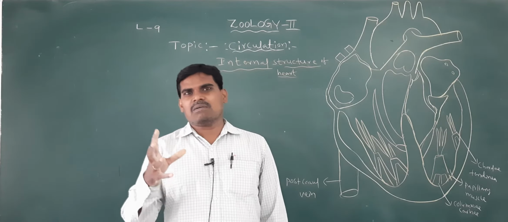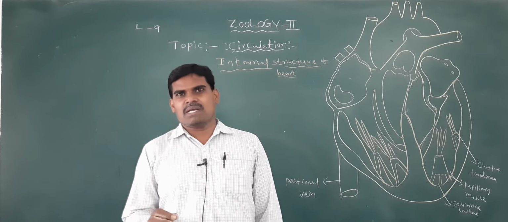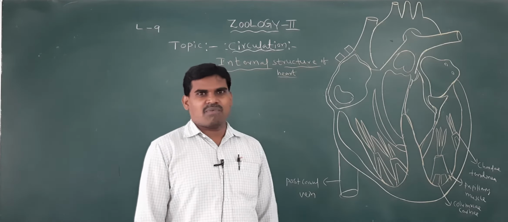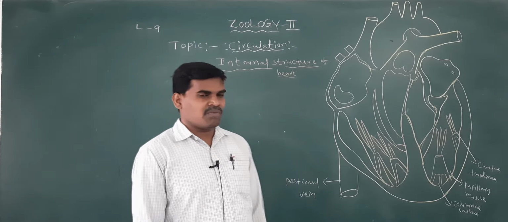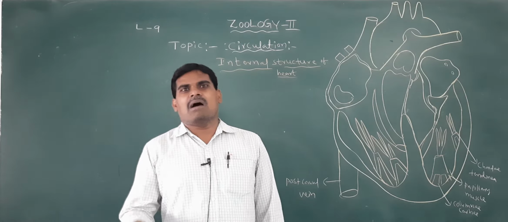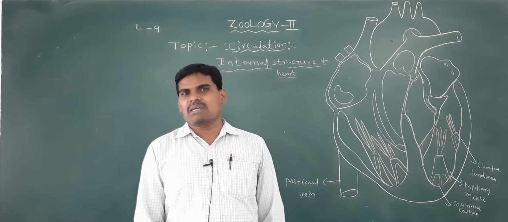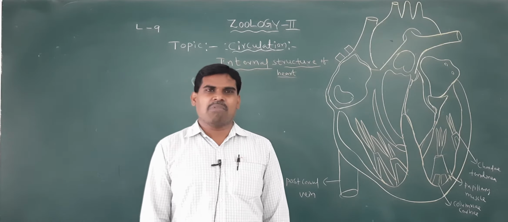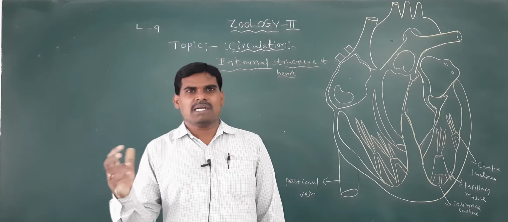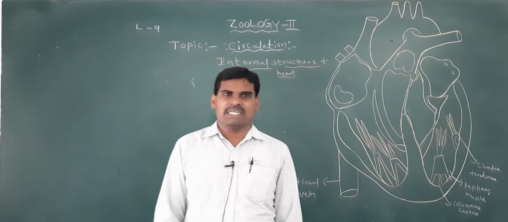The heart is made up of muscles, hence the name myogenic heart. All myogenic hearts rhythmically contract and relax continuously from birth to death.